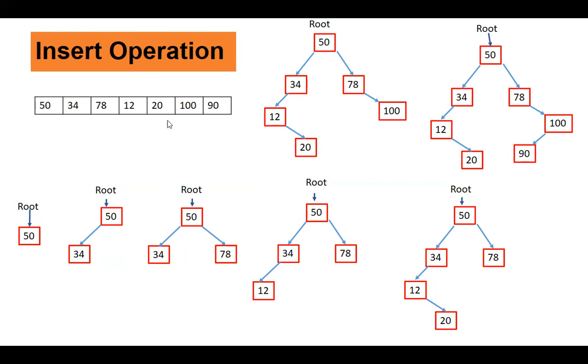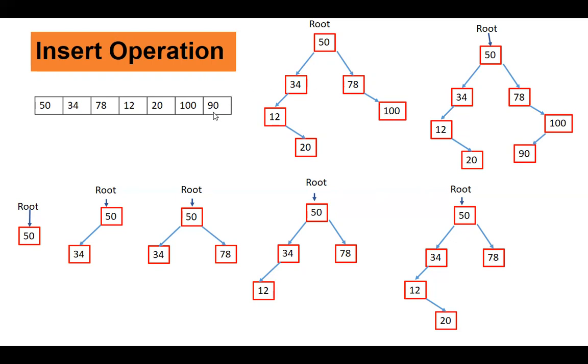Next key you read is 20. Again compare it with the root. 20 is less than root. Go to left. Less than 34. Again go to left, but it is greater than 12. So 20 is inserted as the right child of 12, because it is greater than 12. Now the next key you read is 100. Again compare it with the root. Greater than root, so go to the right side. Greater than 78, so insert 100 as the right child of 78.